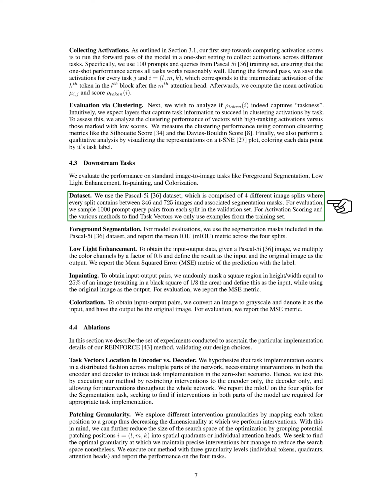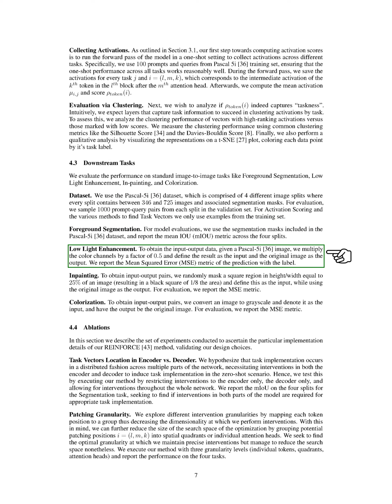For foreground segmentation, we use the segmentation masks provided in the dataset and report the mean intersection over union (mIoU) metric across the 4 splits. In low light enhancement, we create input-output data by reducing the color channels of a Pascal 5i image by half to generate the input, while the original image serves as the output. We evaluate the mean squared error (MSE) metric of the prediction compared to the label.